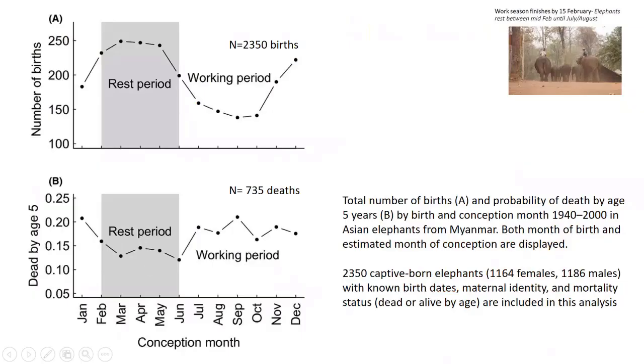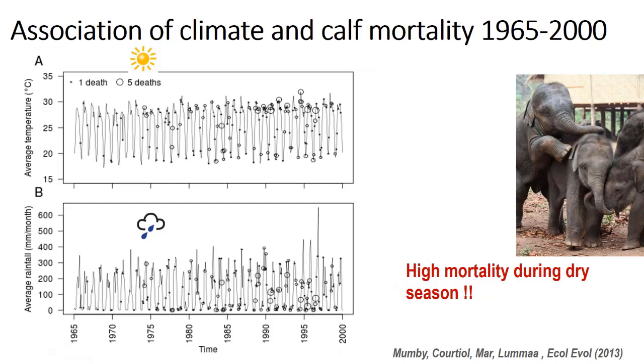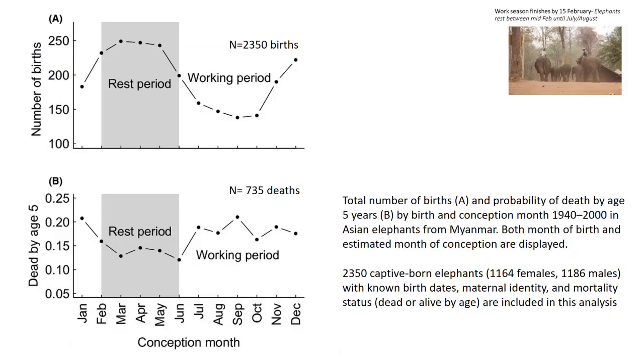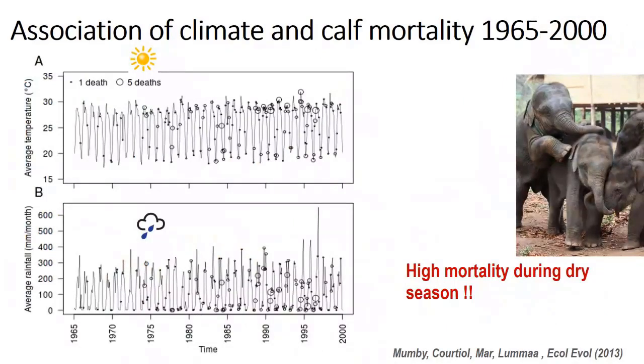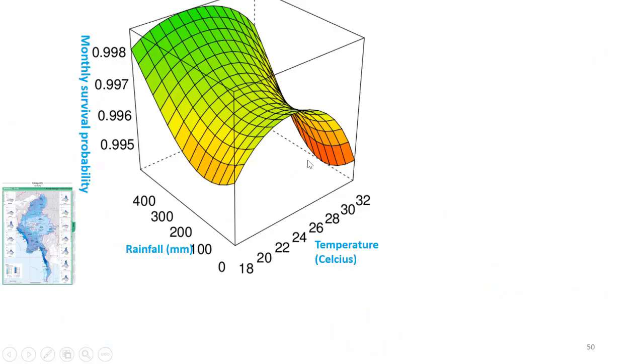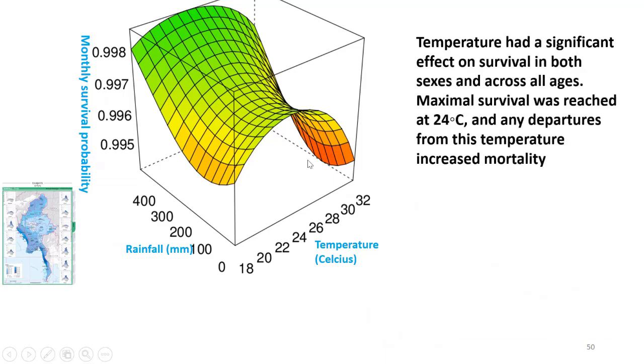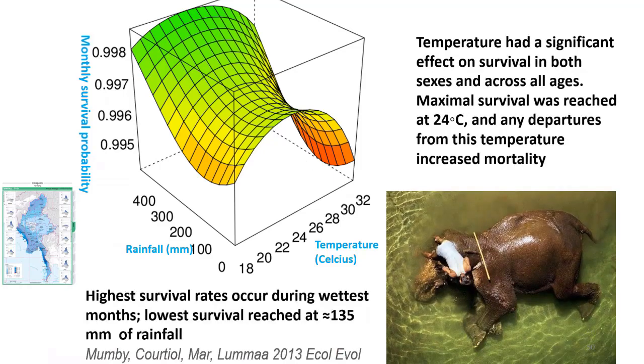This is based on more than 735 deaths, which is a huge amount of data. Then we also looked at mortality. The first one is fecundity, and this is mortality, and we noticed more deaths occur during the dry season. So she plotted the whole data into diagrams and graphs: this is the panel for temperature, this is the panel for rainfall. This is the monthly survival probability.